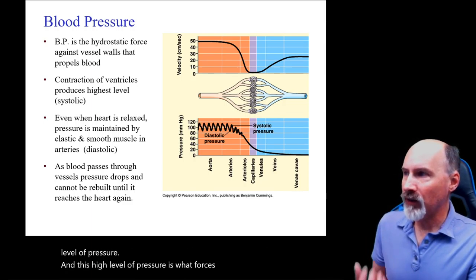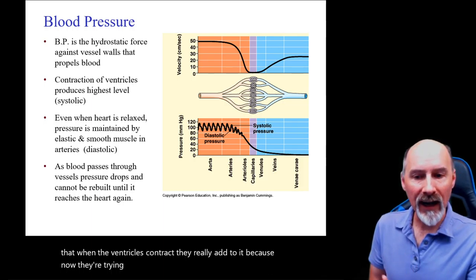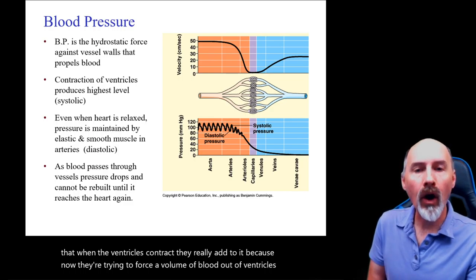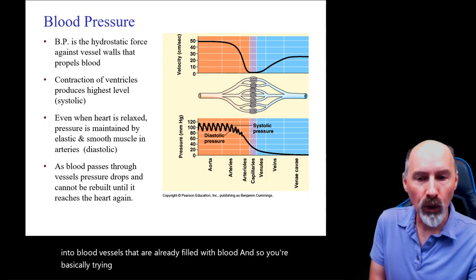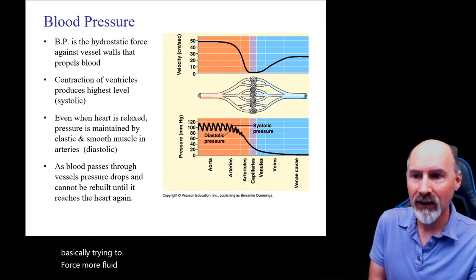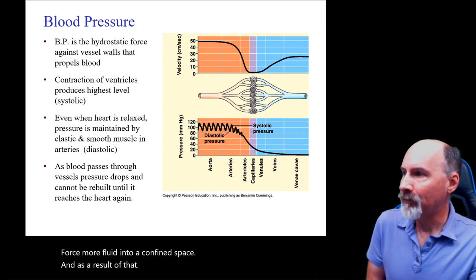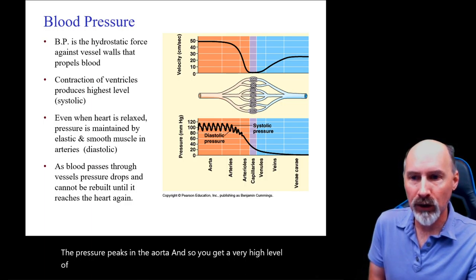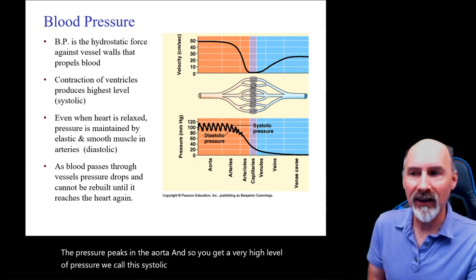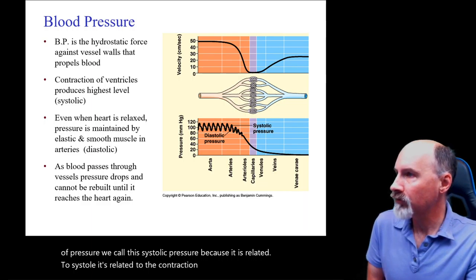Now, when the ventricles contract, they really add to it because they're trying to force a volume of blood out of the ventricles into blood vessels that are already filled with blood. And so you're basically trying to force more fluid into a confined space. As a result of that, the pressure peaks in the aorta, and you get a very high level of pressure. We call this the systolic pressure because it is related to systole, the contraction of the heart.